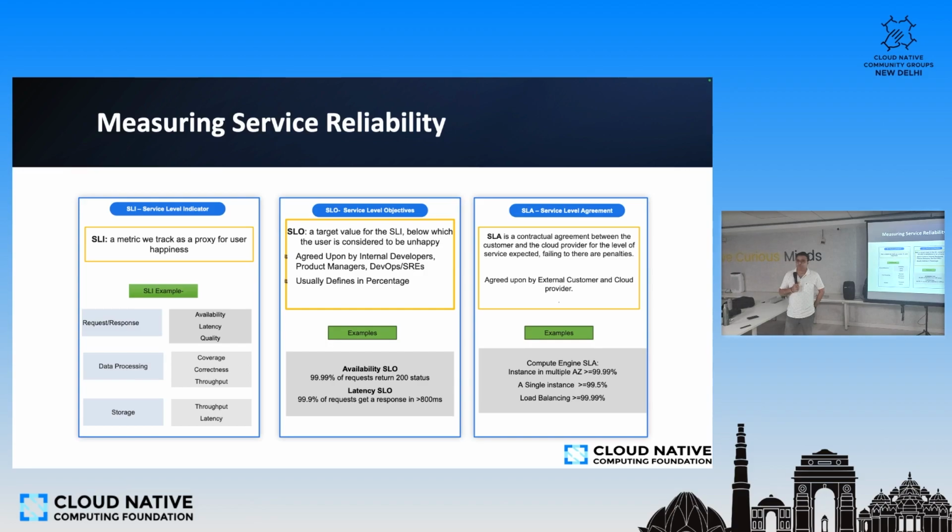Let's say my service is only giving me 98% of responses, and 2% are failing. So it's not meeting the SLO, right? I should get 99%. Yes. So how will I track that? Is there a metric or dashboard? How will it be tracked?